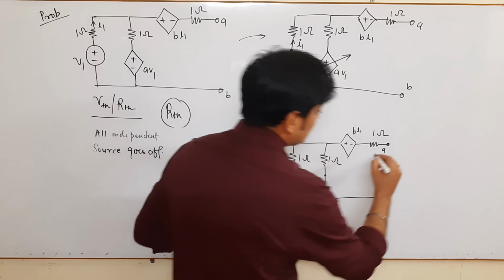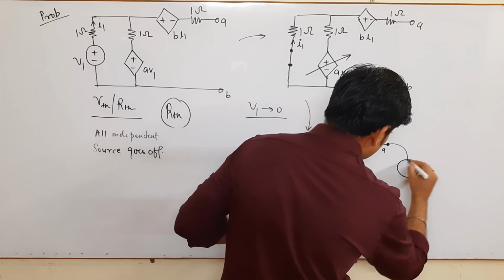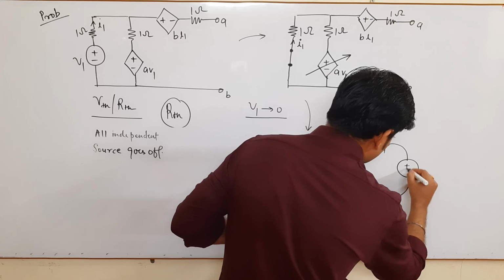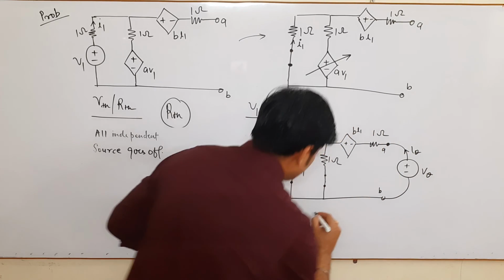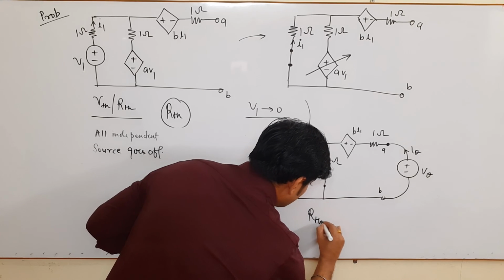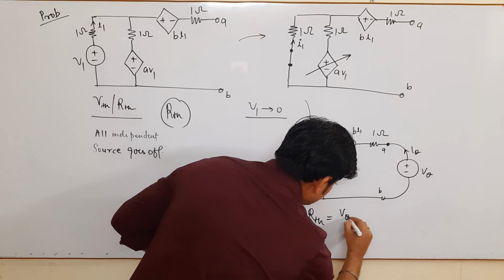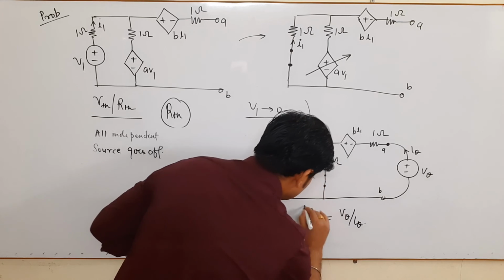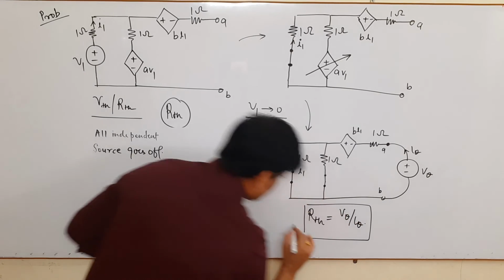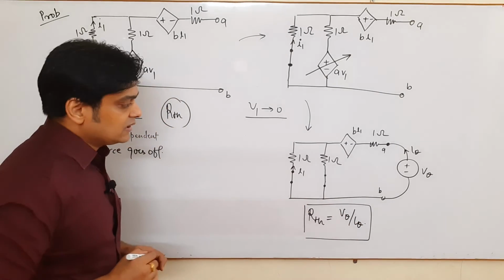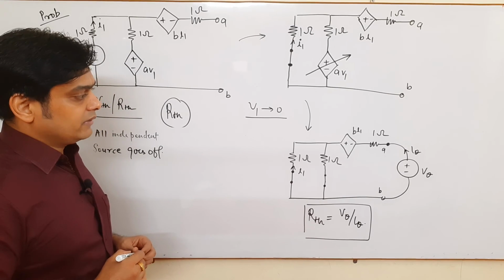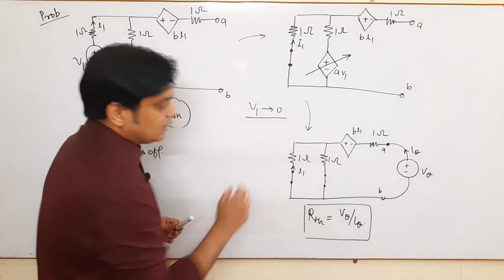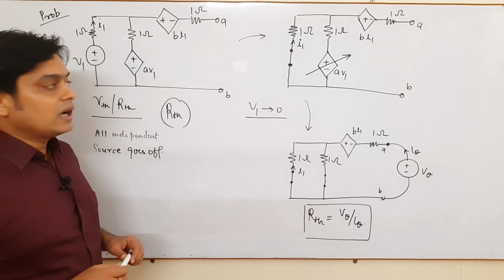Since we are finding the value of RTH, as I said earlier, I will consider here a voltage source Vθ, which generates a current Iθ, and RTH comes to be Vθ by Iθ. So the ratio of Vθ by Iθ is basically your RTH, which we have to find in this network.